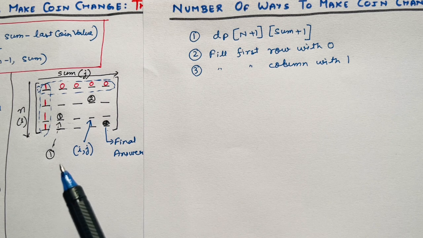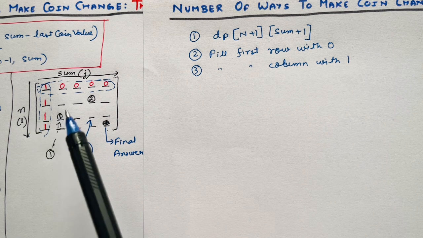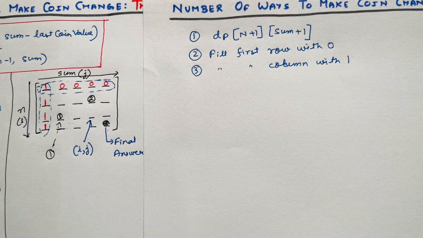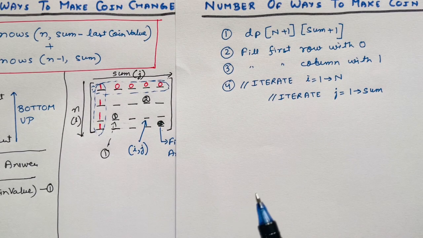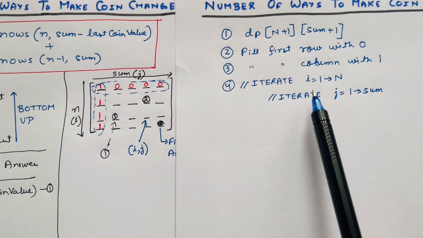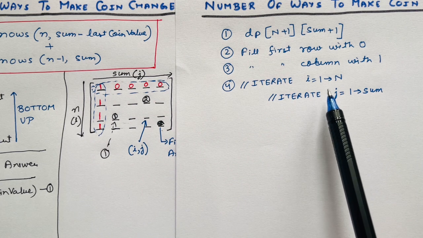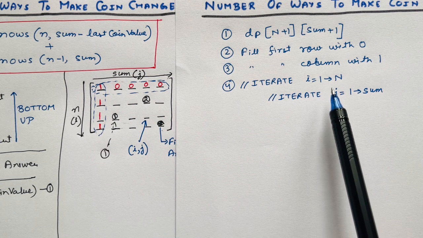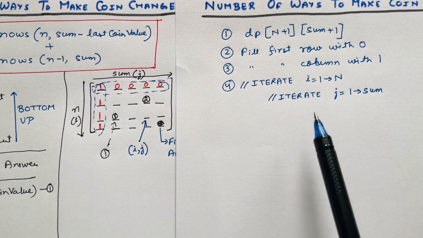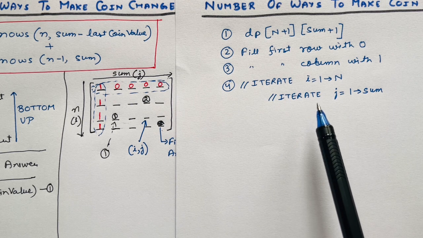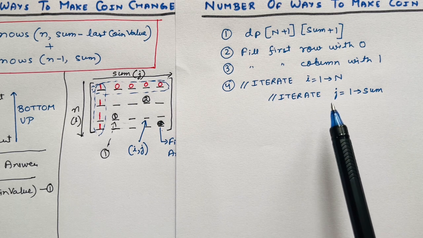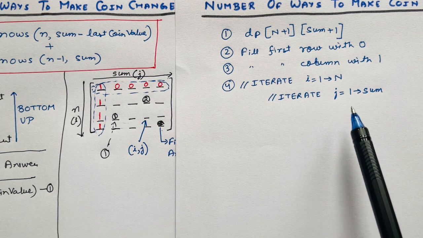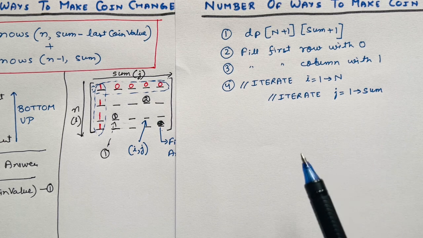Next, what we need to do is fill this matrix row wise. That means we will iterate. In the first loop, we will iterate row by row. So our i will move from 1 till n. In the second loop, we will fill every row column wise. So we will iterate from j equal to 1 till j equal to sum.